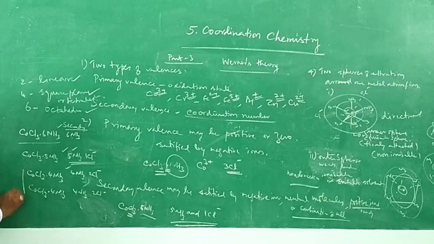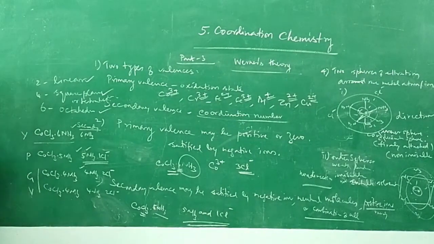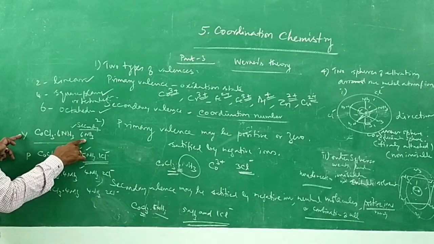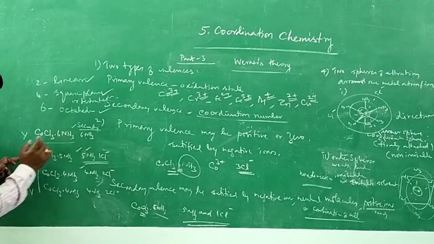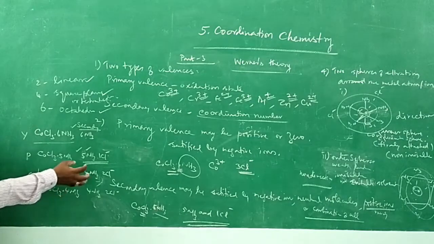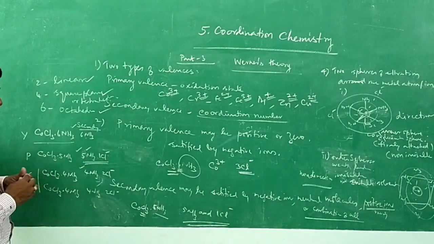These two are V and G. I mentioned like this: violet, green, purple, and then yellow. Secondary valency for the yellow colored complex is satisfied by 6 ammonia neutral molecules, ligands. Purple color has 5 ammonia neutral molecules and 1 chloride ion. For the green and violet colored compounds, secondary valencies are satisfied by 4 ammonia molecules and 2 chloride ions. We call them ligands.